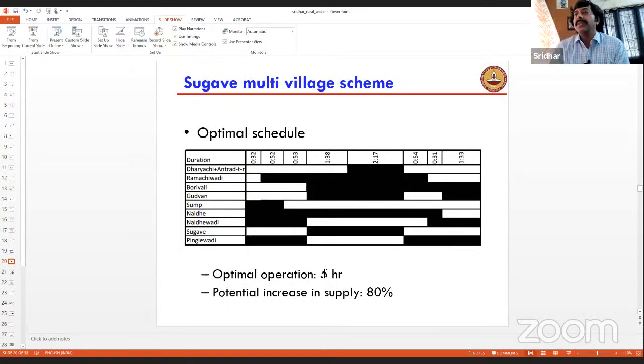So if you had operated these networks in a slightly different manner, you could actually supply 80% more water. The only requirement, of course, is there's no free lunch, so to say. You need to have more control over the network. You need to be able to send people or retrofit these valves and operate these in a more efficient manner.